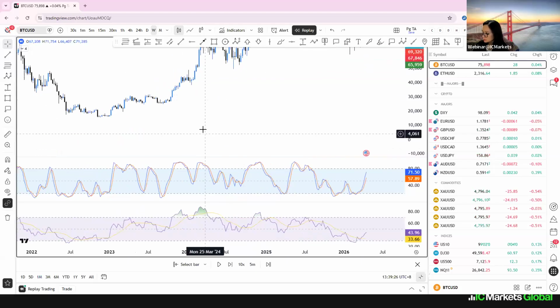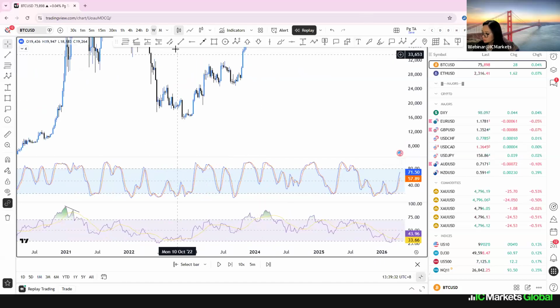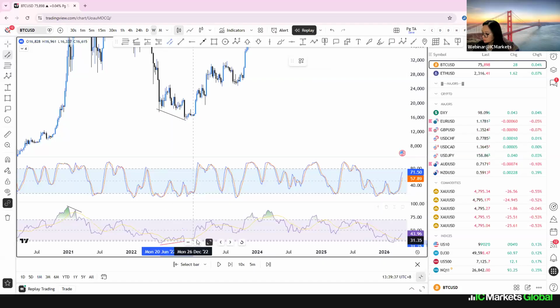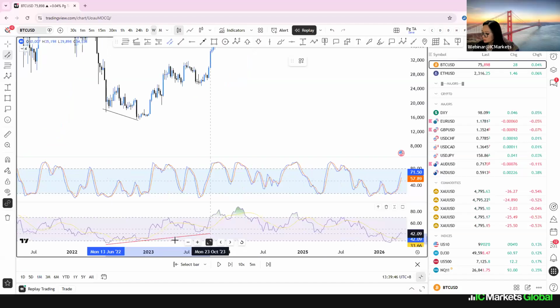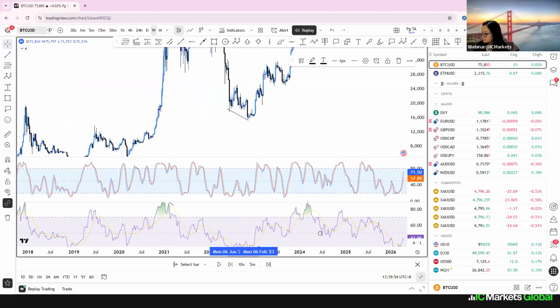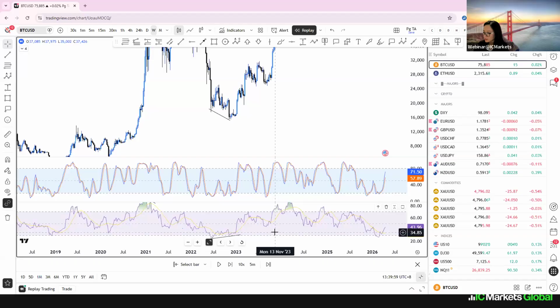Another. Let's look for bullish. Price makes a lower low. Indicator makes a lower high. Here. Okay, it's here. Right? Price makes a lower low, indicator makes a lower high. This is the bullish divergence.